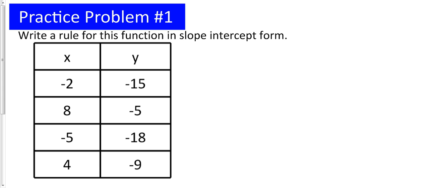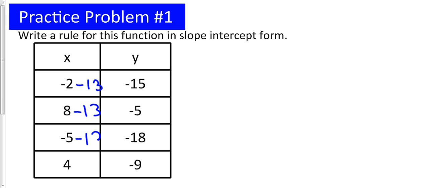Alright, here for you to practice on your own. You want to write a rule for this function, again in slope-intercept form, looking for a relationship between what's in the x column and what's in the y column. And you notice, as I go from x to y, I am decreasing in value each time. -2 minus 13, that gives me -15. 8 minus 13 gives me -5.